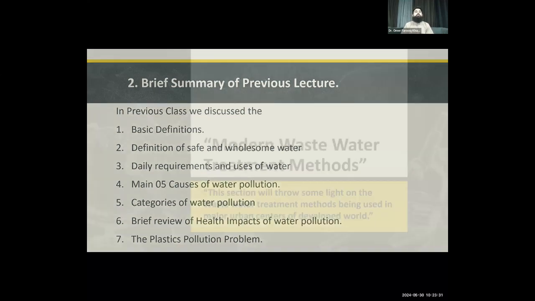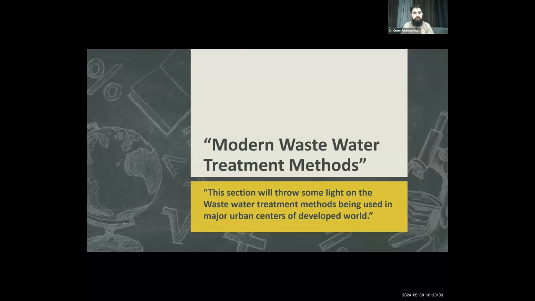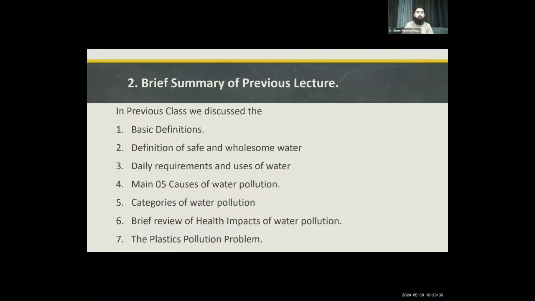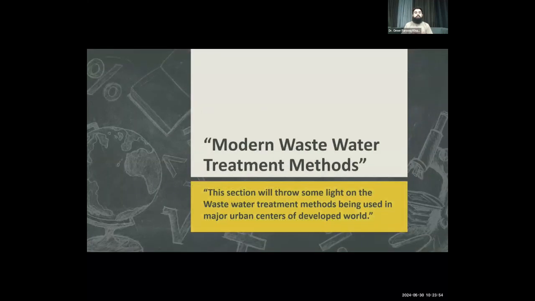In the previous class, we discussed the basic definitions, the definition of safe and wholesome water, and daily requirements and uses of water. The main five causes of water pollution were discussed, categories of water pollution were discussed, a brief review of health impacts of water pollution was discussed, and in the end, we discussed the plastics pollution problem. So all of the problems were discussed in our previous class.